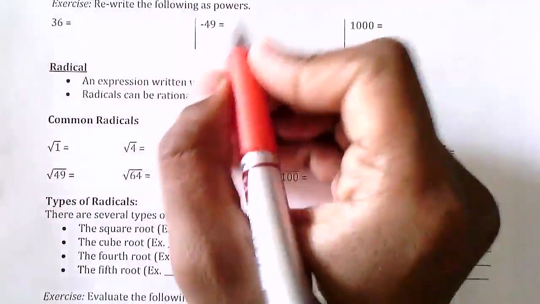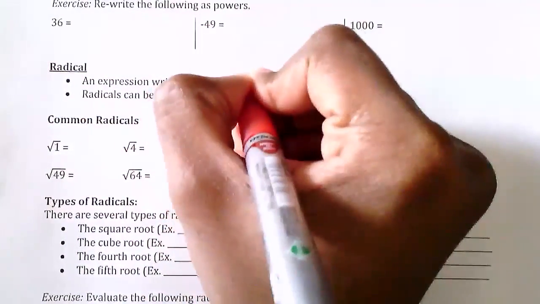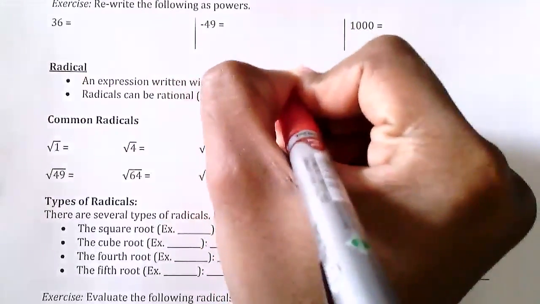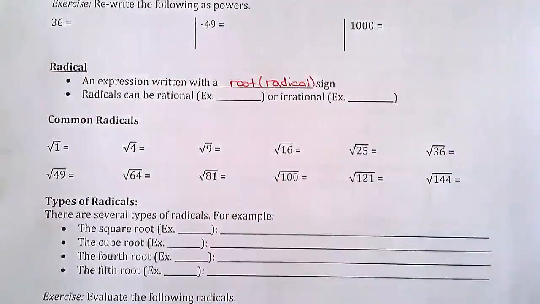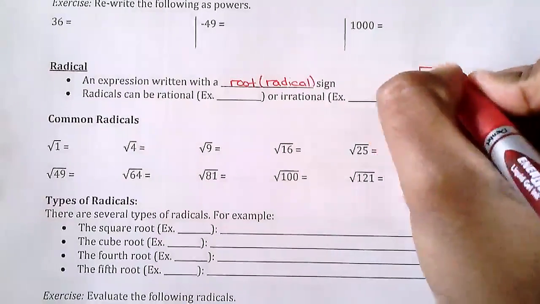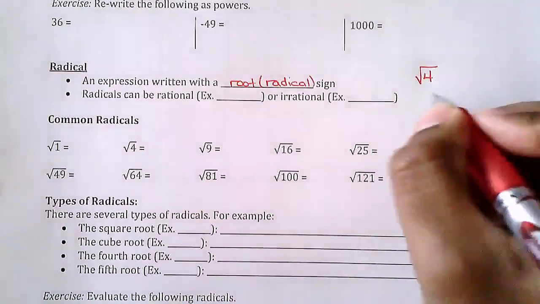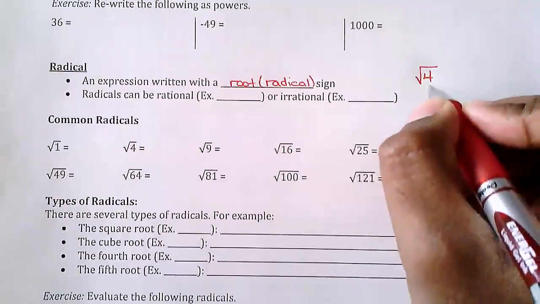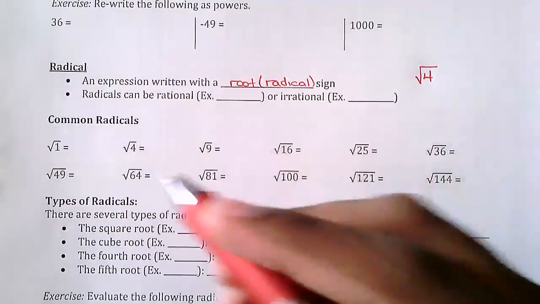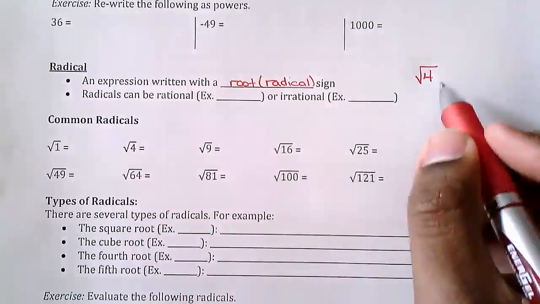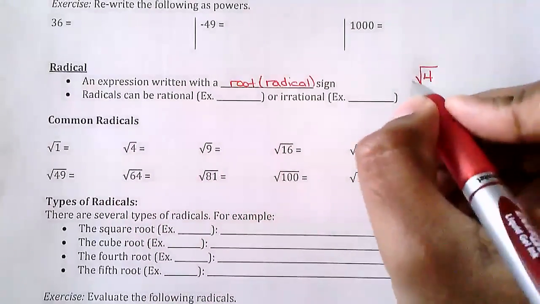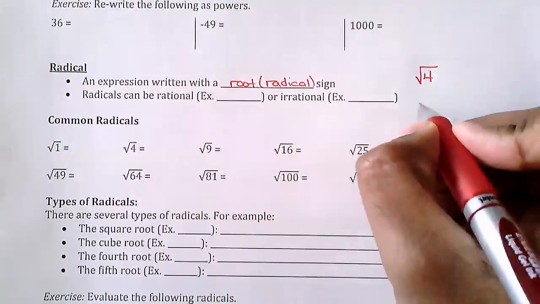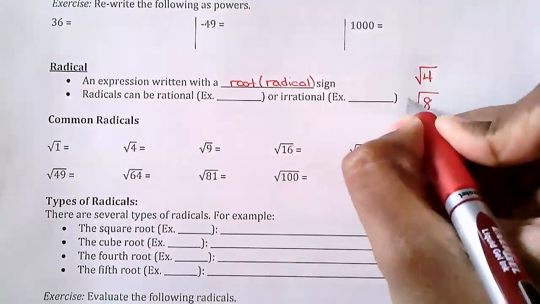So a radical is an expression that's written with a root, also known as a radical sign. So an example would be something like this. This is a radical because we have the root sign and something underneath. Now you should be familiar with this sign, what we call the square root sign. But what we're going to move on to is things that look like this.